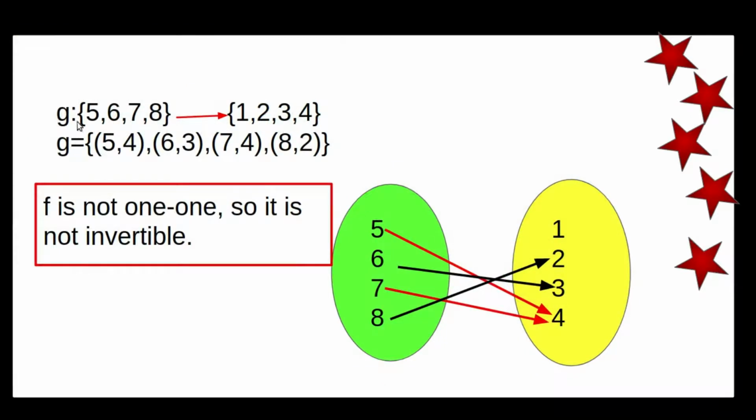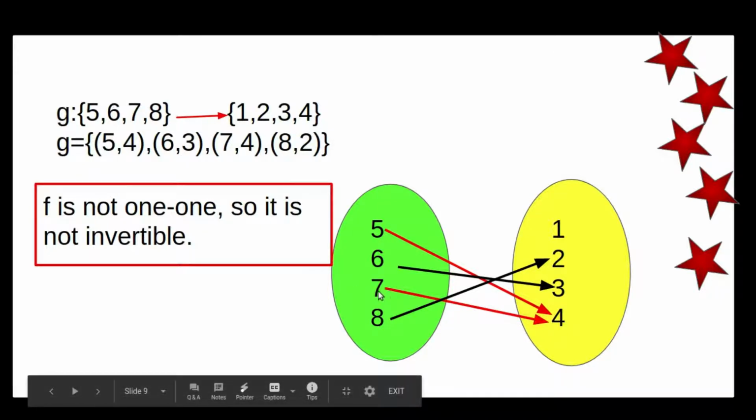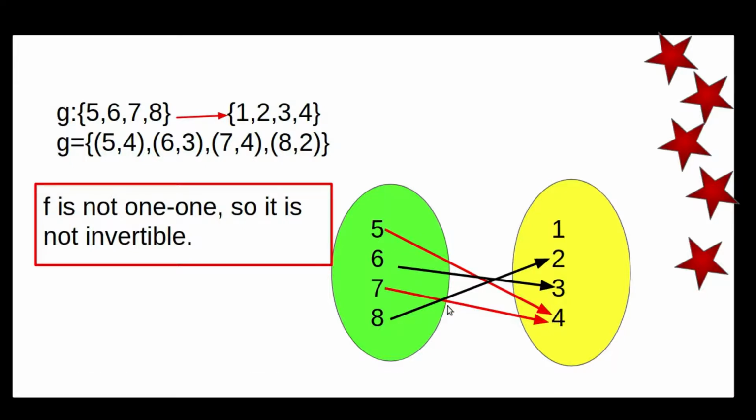Now g from the set {5, 6, 7, 8} to the set {1, 2, 3, 4} defined by 5 to 4, 7 to 4, 6 to 3, 8 to 2. Now 5 is not equal to 7, but g of 5 is 4, g of 7 is 4. So this function is not 1-1, so it is not invertible. In this case this function is also not onto, 1 has no preimage, so it is not invertible.